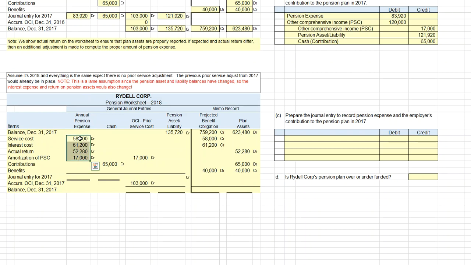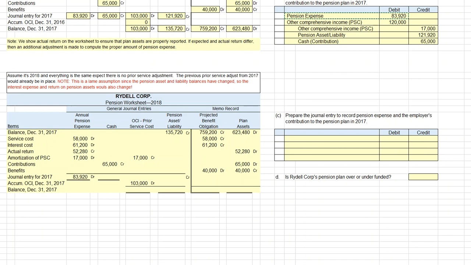Again, the service cost will increase our pension benefit obligation. The interest cost will increase our pension benefit obligation. The actual return that we earn will increase pension plan assets. Contributions will increase our pension plan assets. Benefits that we pay will reduce our pension benefit obligation as well as reduce our pension plan assets since they're paid from pension plan assets. So let's go ahead and calculate our totals here at the bottom and take a look at our journal entry for 2018.